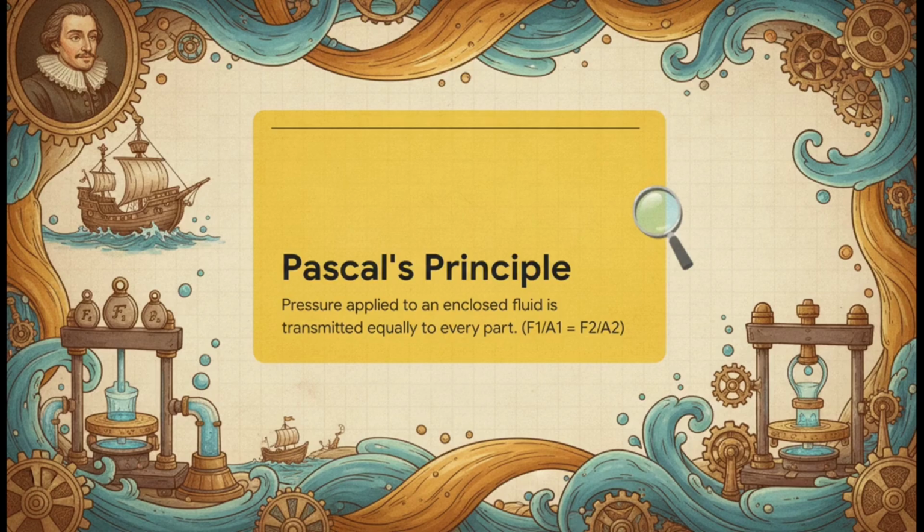Pascal's principle is a total game changer. It states that pressure applied to an enclosed liquid is transmitted equally without any loss to every single part of that liquid. Think back to our formula. Pressure is force over area. If the pressure has to stay constant everywhere throughout the fluid, then F1 over A1 absolutely must equal F2 over A2. This seemingly simple realization is literally one of the most powerful foundational concepts in all of modern engineering.